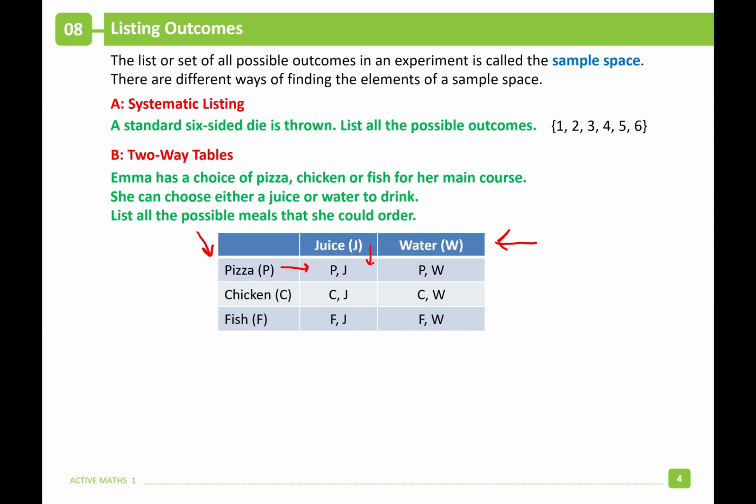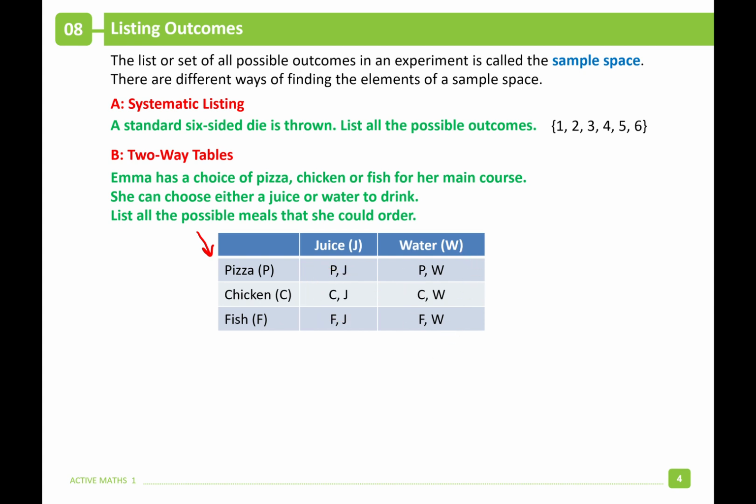Our first outcome is pizza and juice. Our second outcome is chicken and juice. Our third outcome is fish and juice. Our fourth outcome is pizza and water. Our fifth outcome is chicken and water. And our sixth outcome is fish and water.